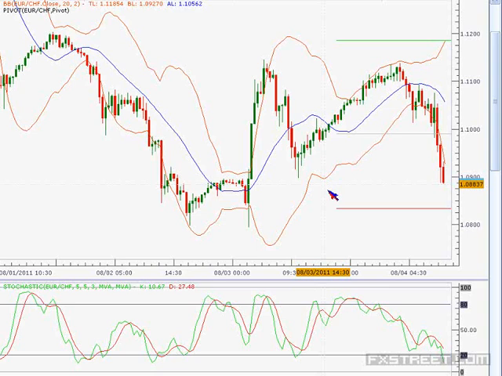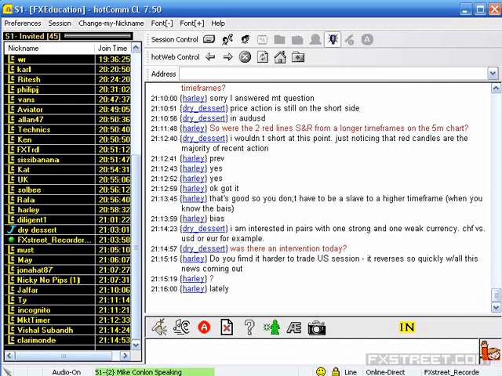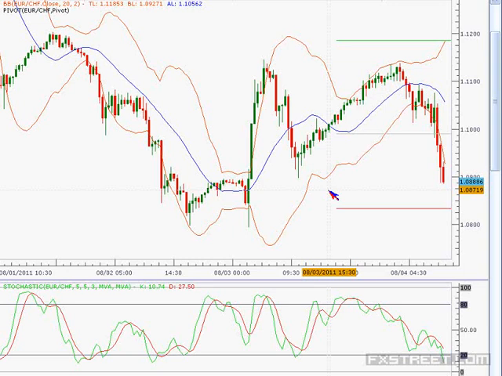You ask, do I find it harder to trade the U.S. session? It reverses so quickly with all this news coming out. Well, I tell you, sometimes it can be difficult, but it really has to do with the style of trading that I do, and it's really just shorter term trades from day trading to scalping. And this market is good for that, but you have to be very quick to stay with it.